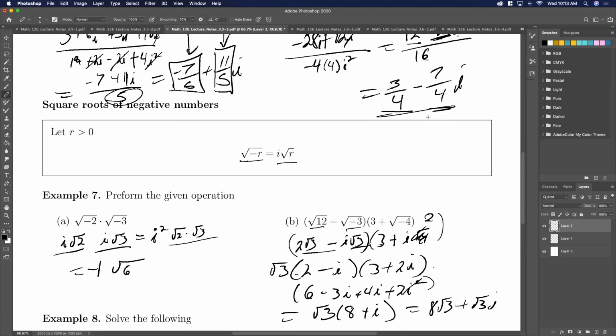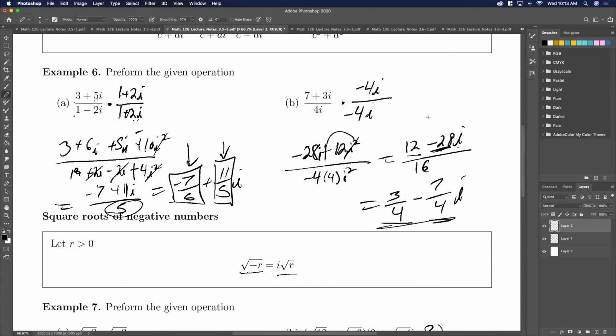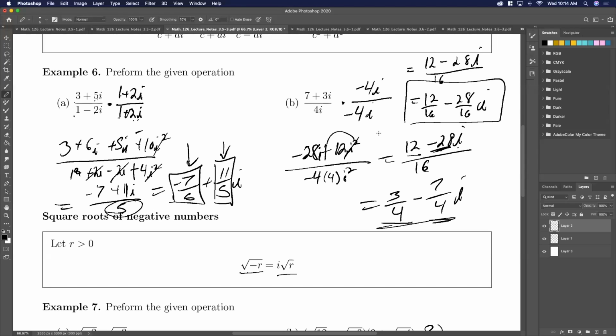Okay, so here, let's break this down simpler. We have 12 minus 28i all over 16. If I have a single denominator and terms in the numerator, I'm allowed to write this as 12 over 16 minus 28 over 16i. Everyone okay with this? This is just one of your fraction rules.